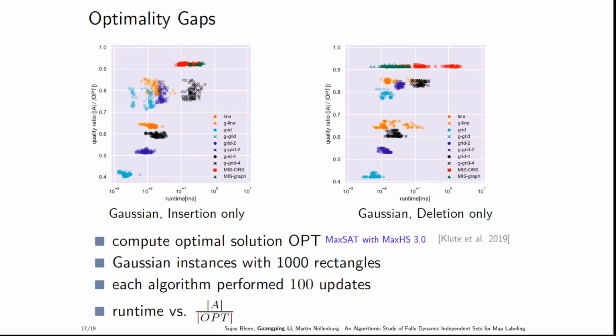Next, we compare the solutions of our algorithms with the optimum solution. So that means in each step, we compute exactly maximum independent sets for small instances with MaxHS. It's a MaxSAT solver. These plots show the Gaussian instances with 1,000 rectangles with 100 updates. So here, the y-axis is the ratio of the computed solution to the optimum solution. In our experiment, all the algorithms provide better solutions than their theoretical approximation guarantees.